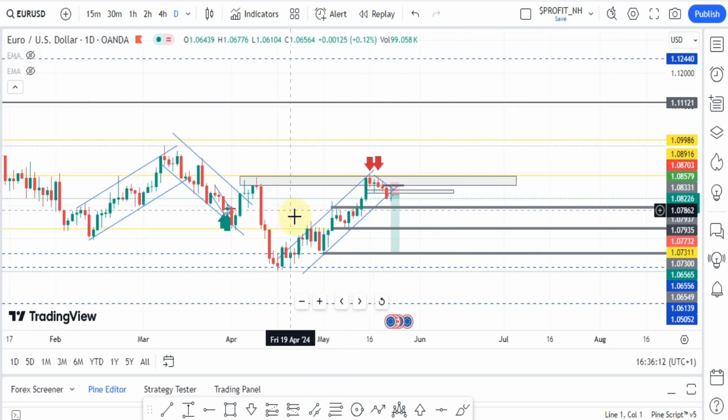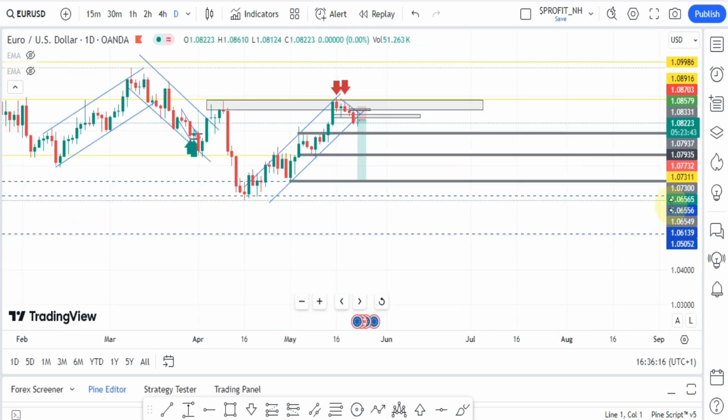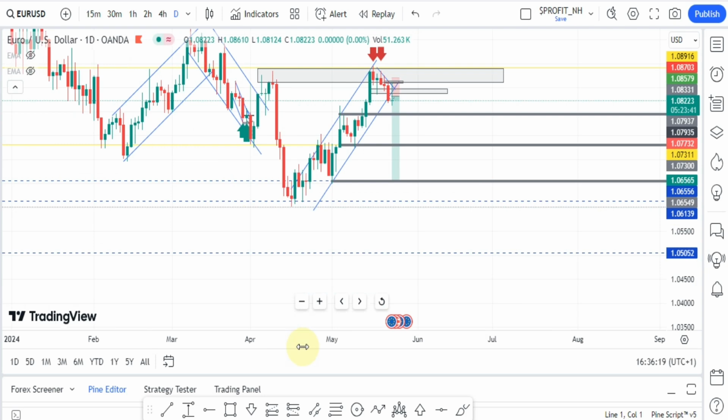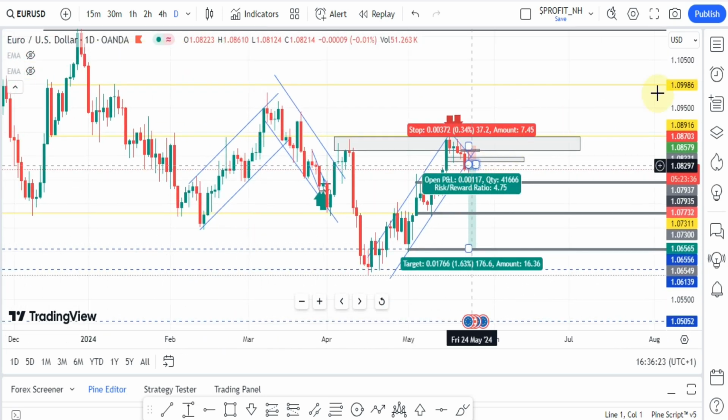So yeah, that is how I was looking at the EURUSD at the moment. So I want to show you what I'm expecting gold to be doing before I end my analysis.